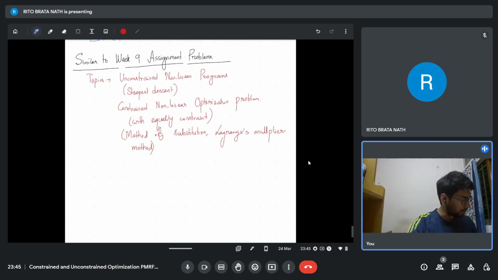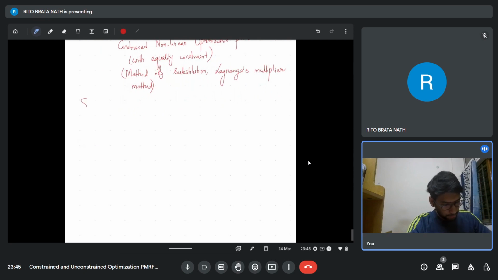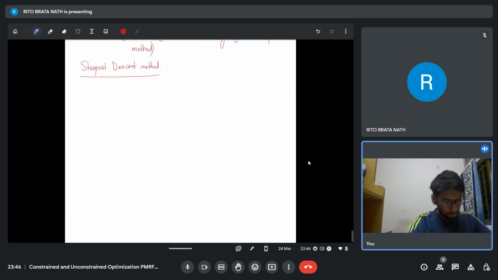Okay, so I'll get started with problems similar to assignment 9. But let me start with some of the concepts of the steepest descent method. Generally, the descent direction you move in is minus of the gradient of fx, say for a minimization problem.